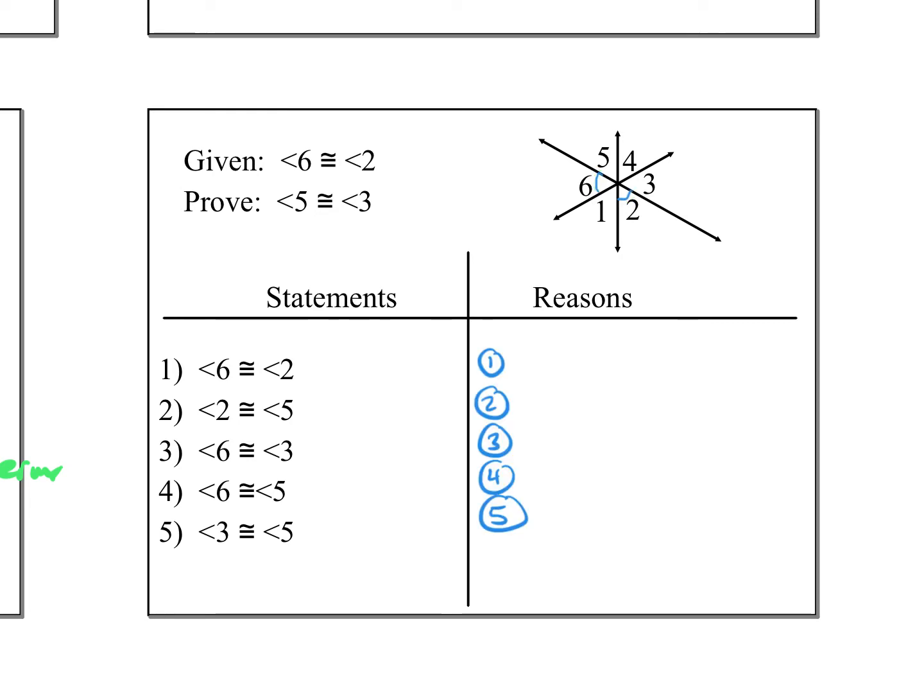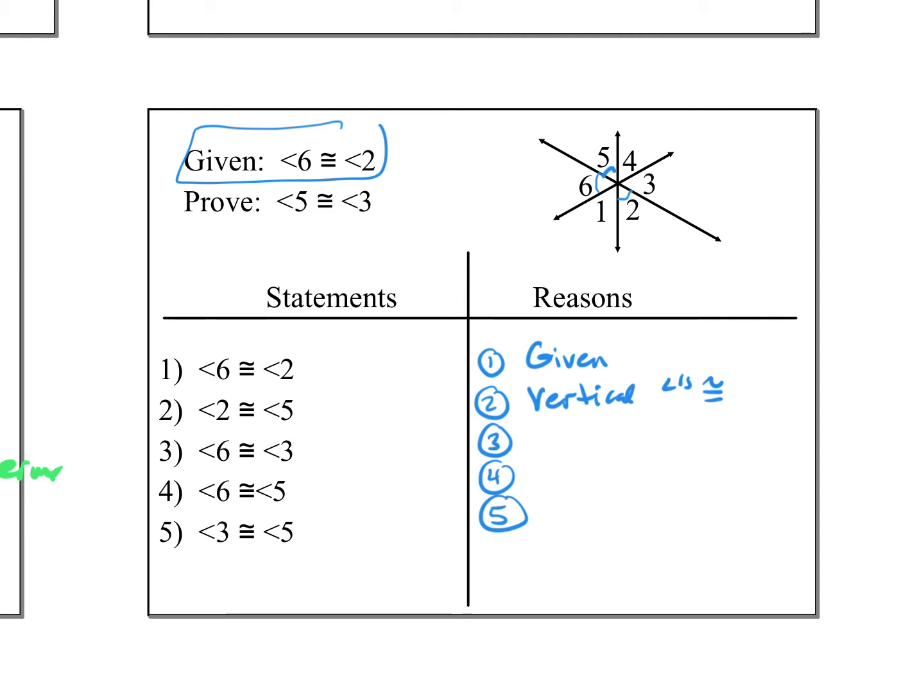All right, let's see how you did. Line 1. What allows me to say 6 congruent to 2? Yeah, it's given. It's right here. So this one we can put given. Line 2. What allows me to say 2 is congruent to 5? Now notice where you're looking. You're looking at the diagram and you're noticing the relationship between 2 and 5. 2 and 5 are vertical. So this is because vertical angles are congruent. Very nice.